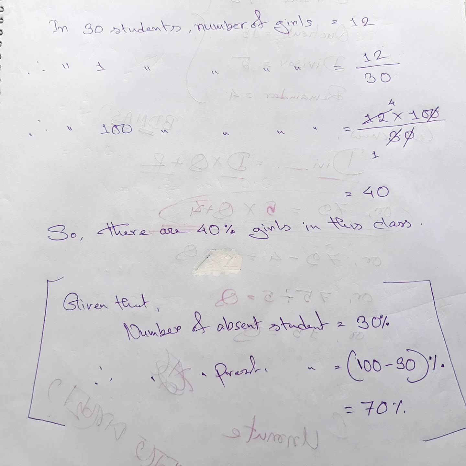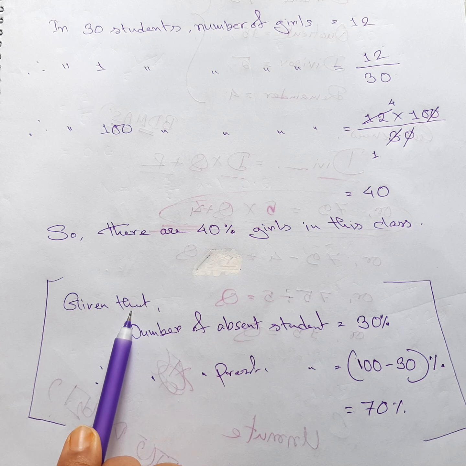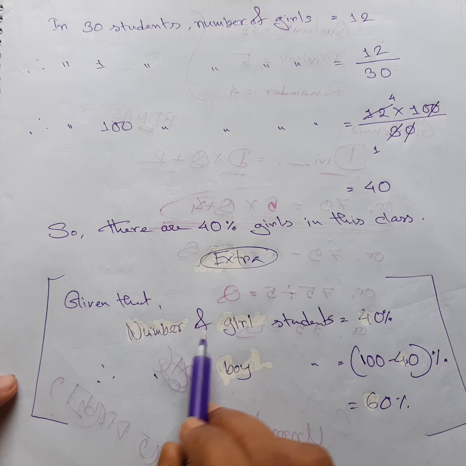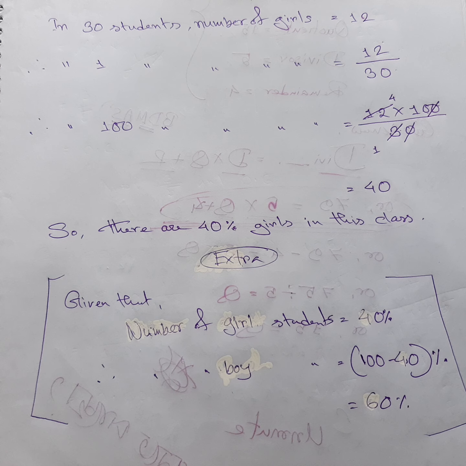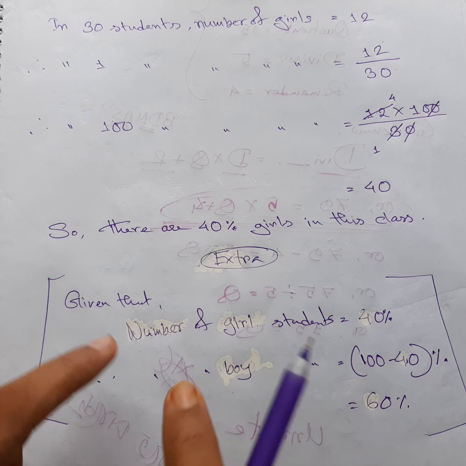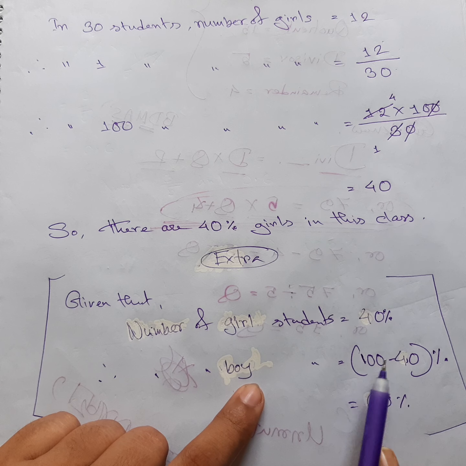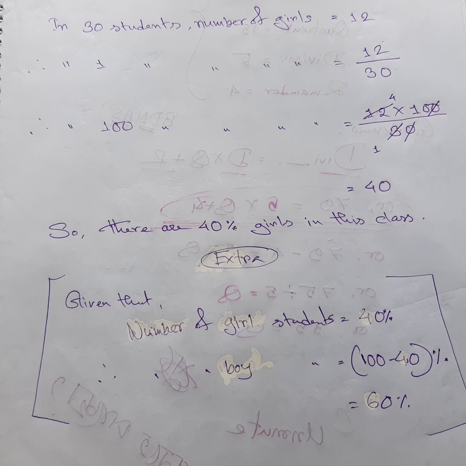That was a little bit messy, this is why I had to take time. You can see the number of girl students. If they ask you to find out boys, giving you the number of girls, at that time you can use that way. Number of girl students is 40%, therefore the percentage of boy students will be 100 minus 40. Percentage means in terms of 100, so we are supposed to subtract it from 100. The percentage of boys will be 60%.